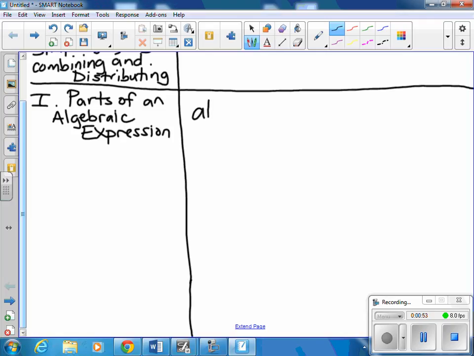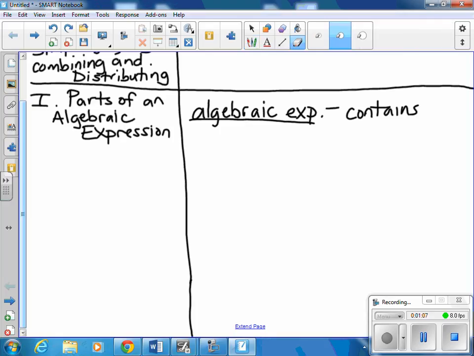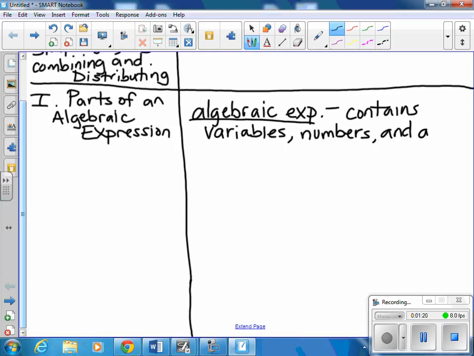All right, so the first word we're going to define is one that I've already said, but now we want to write it down. And that's your algebraic expression. And that algebraic expression contains variables, numbers, and at least one operation. If it only had numbers, it would be known as a numerical expression. So the fact that the letters are thrown in is where the algebraic part comes from.